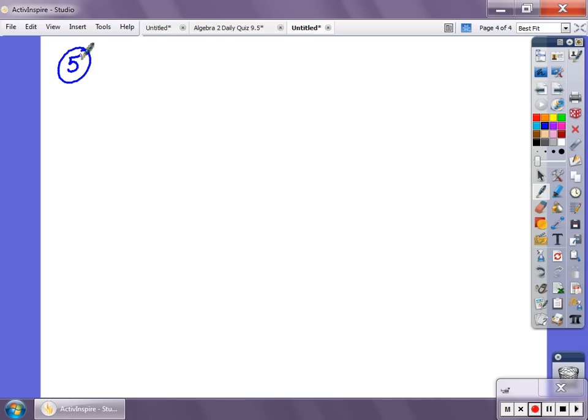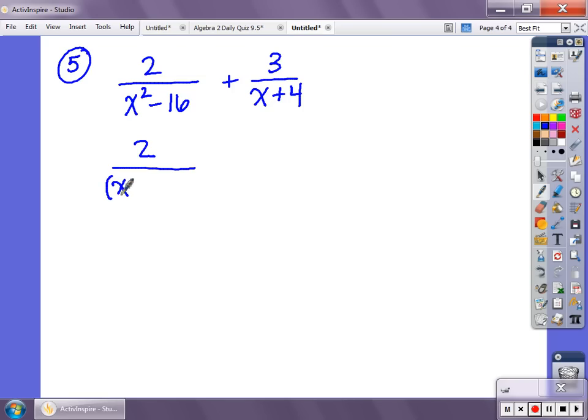Number 5, we're starting out with 2 over x squared minus 16 plus 3 over x plus 4. Really, my eyes are drawn right here, x squared minus 16. We want to factor that first because it's a difference of squares, and that's going to cut down on the amount of work we have to do. So we're going to go x plus 4, x minus 4. That's how x squared minus 16 factors.